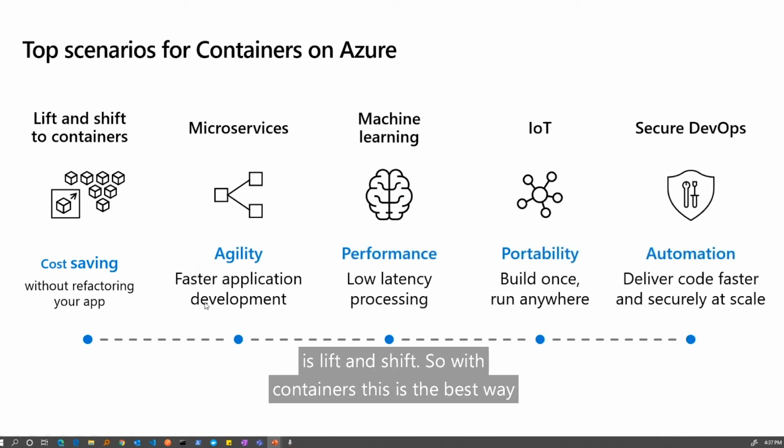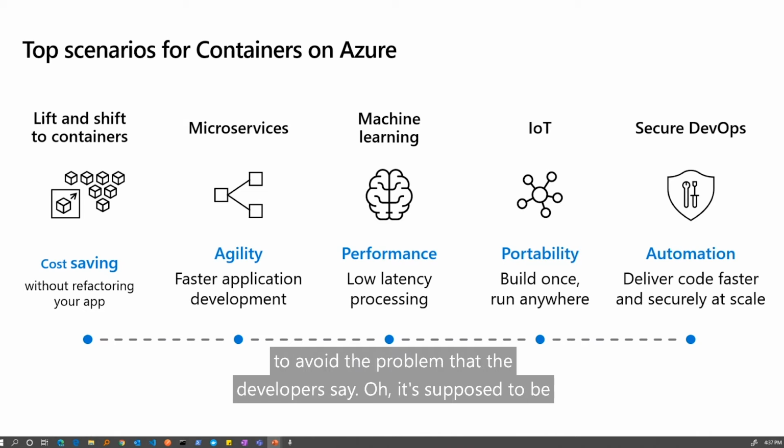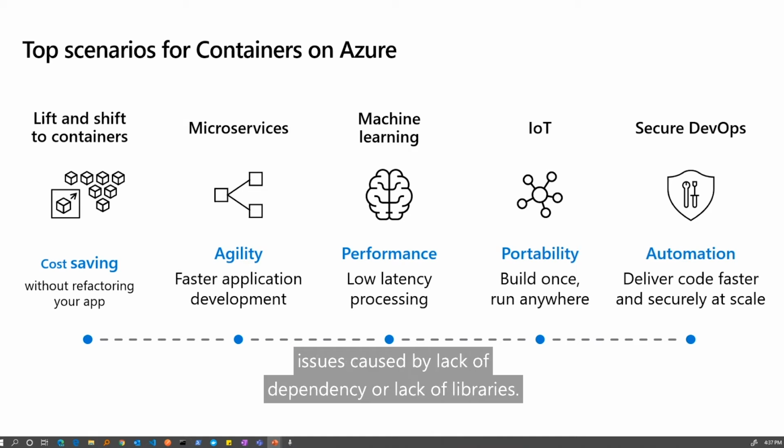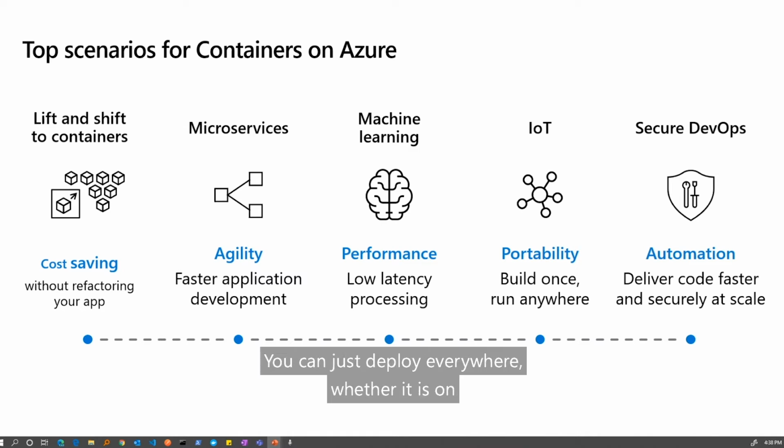One of the use cases is lift and shift. With containers, this is the best way to avoid the problem where developers say, oh, it's supposed to be working on my machine, but how come it's not working on the cloud? By containerizing your application, you can remove the issues caused by lack of dependencies or libraries. You can just deploy it everywhere, whether it is in Azure, on premises, or even on edge devices like IoT devices.